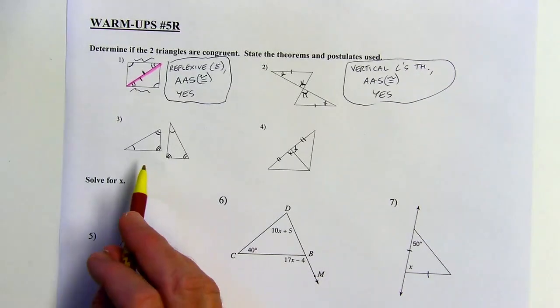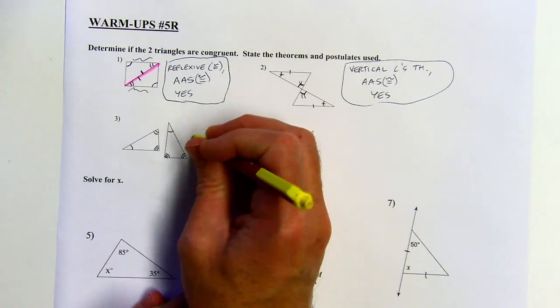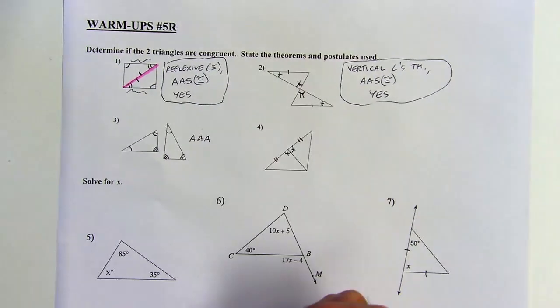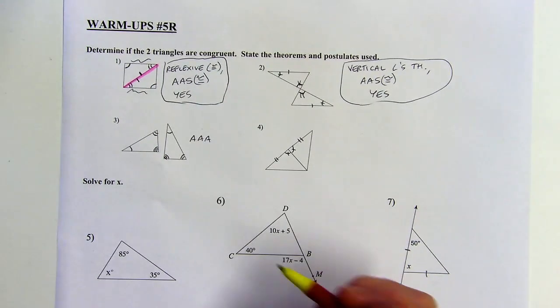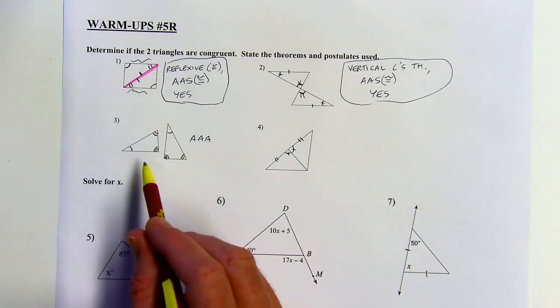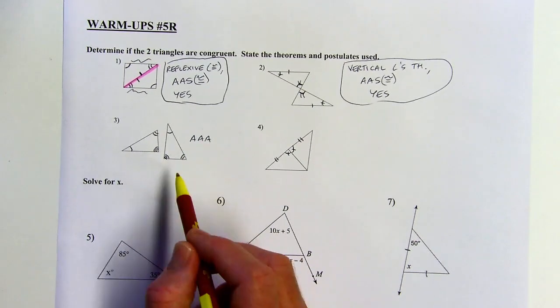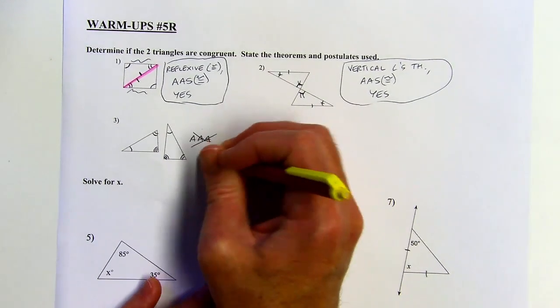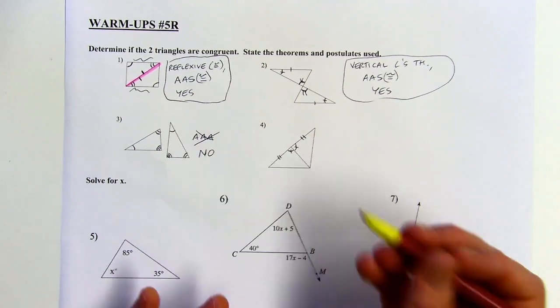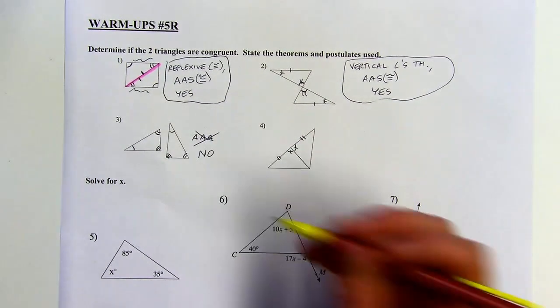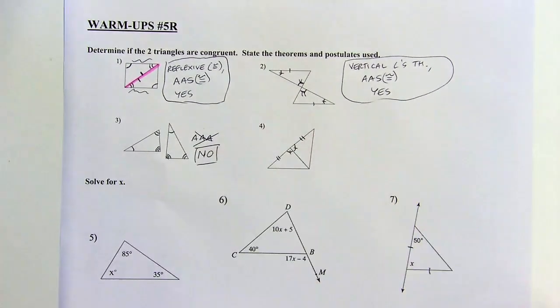Okay. This one I've got 3 sets of angles, so you could say AAA, but that is not one of the triangle congruency theorems, because even though all the angle measures could be the same, one of the triangles could be slightly larger than the other one, and that means this is a no, and there's no way we can find any of the other missing sides. So that's going to be a no.